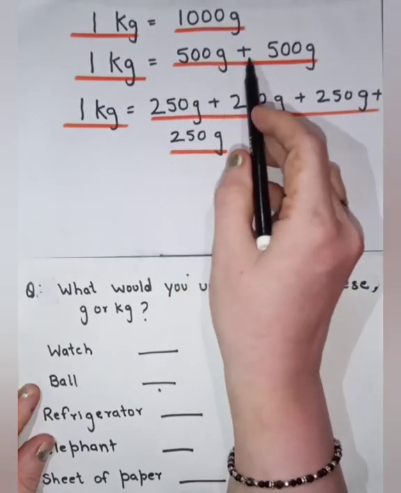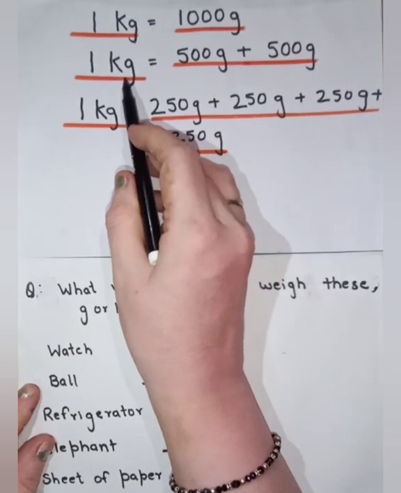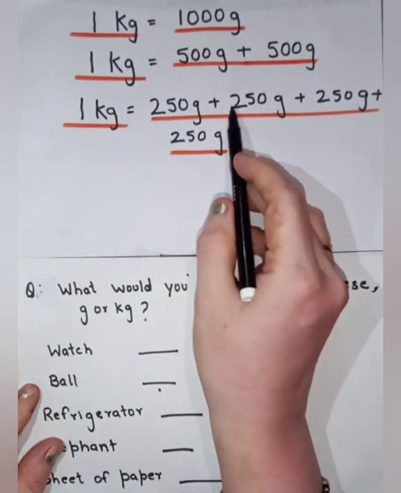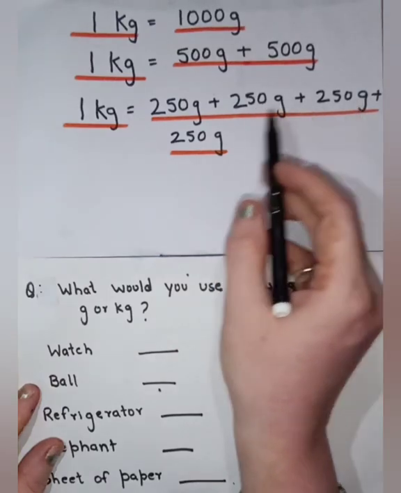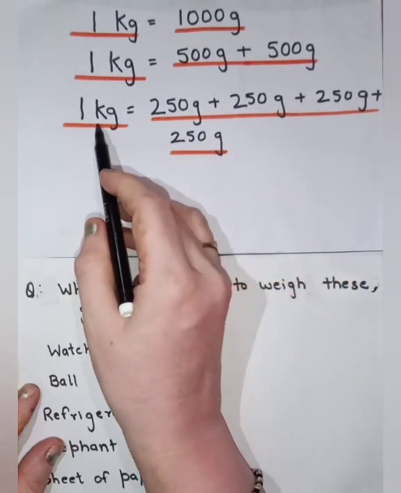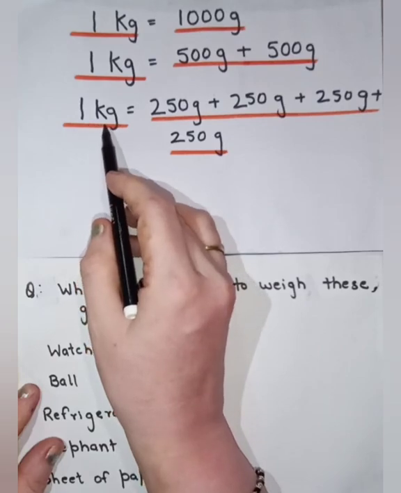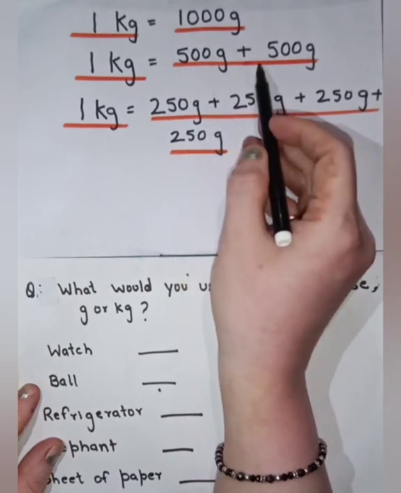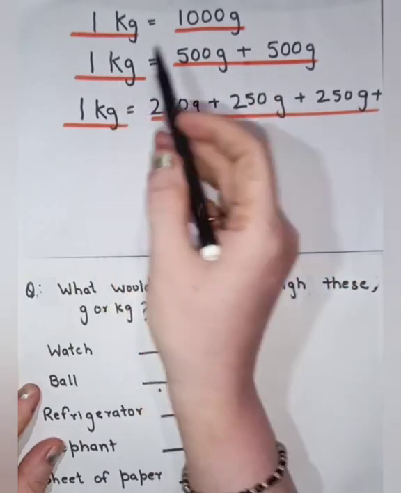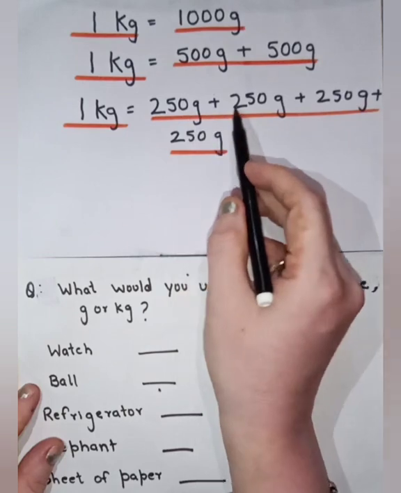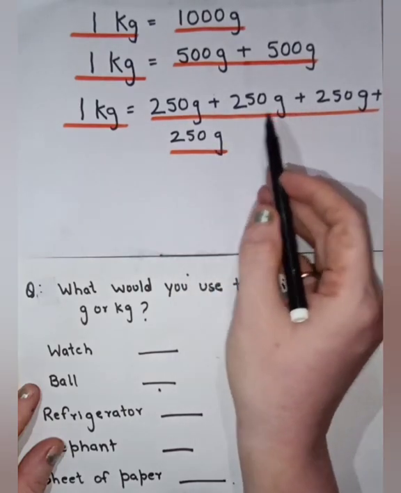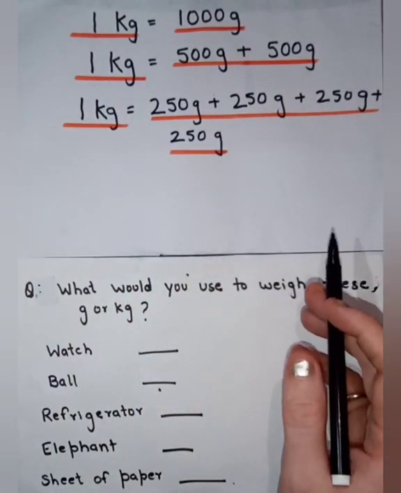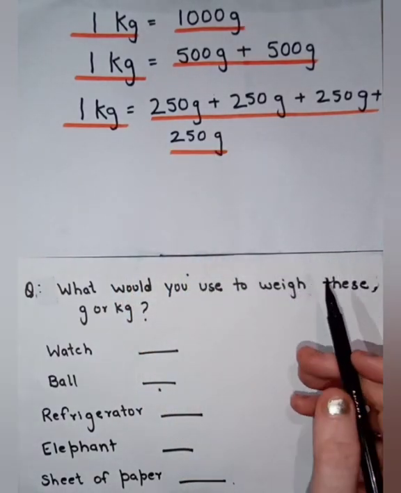Means 500 gram plus 500 gram is equal to 1 kg. Next, see, 250 gram plus 250 gram plus 250 gram plus 250 gram is equal to 1 kg. We can write like this also. Means 500 gram plus 500 gram is equal to 1 kg, or 250 gram plus 250 gram plus 250 gram plus 250 gram is equal to 1 kg. Understood? Let us do the exercise.